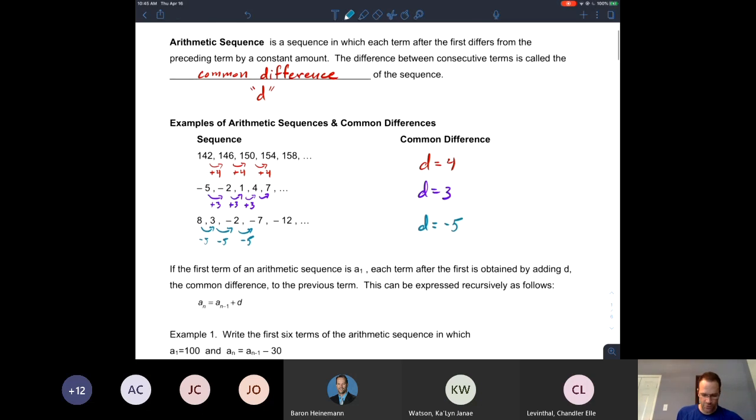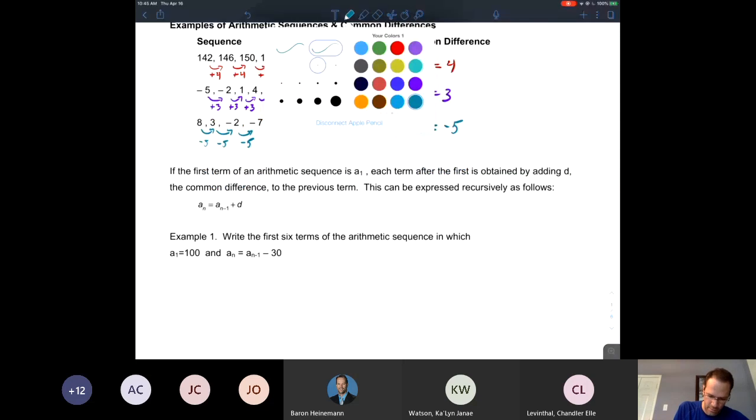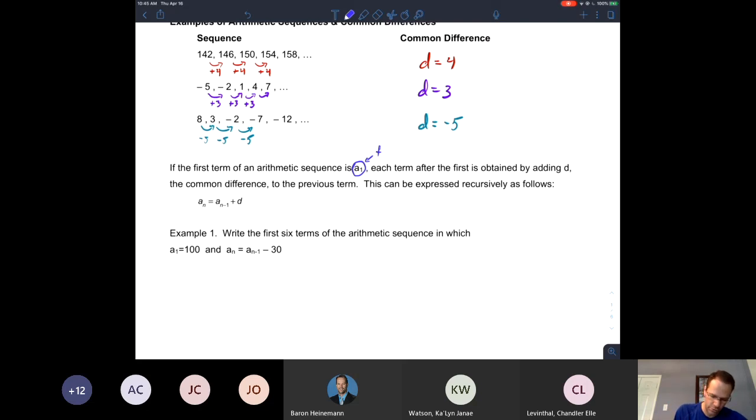It says if the first term of an arithmetic sequence is a sub 1. Remember that subscript, if you watched the first video or did the My Math Lab for 10.1, indicates the numbered term. If it's sub 1, that's the first term. If it's sub 10, that's the 10th term. So this is the first term of the sequence. Each term after the first term is obtained by adding D, the common difference.